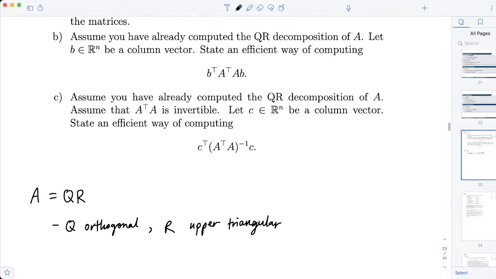Okay, B: assume that you've already computed the QR decomposition of A. State an efficient way of computing that expression over there. And C is also really similar, just this time you're dealing with the inverse of A transpose A. The thing with these exercises is they all rely on some relatively simple linear algebra.